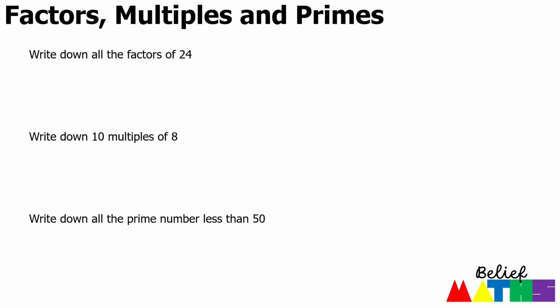The next topic we're going to look at is factors, multiples, and primes. So the first question asks us to write down all the factors of 24. Now, when we write down factors, I recommend we write them in factor pairs. So 24 is 1 times 24, 2 times 12, 3 times 8, and 4 times 6. So your factors of 24 are 1, 2, 3, 4, 6, 8, 12, and 24.